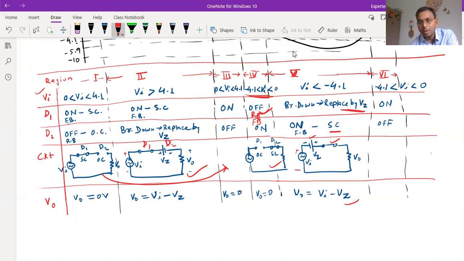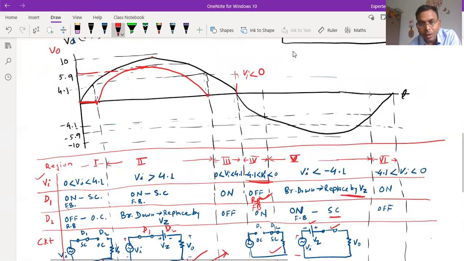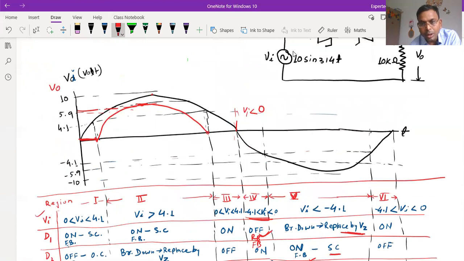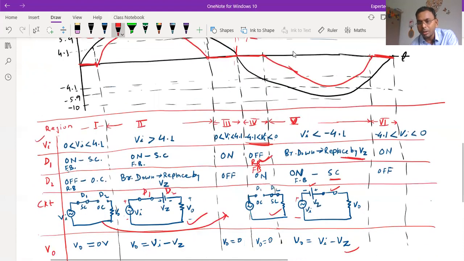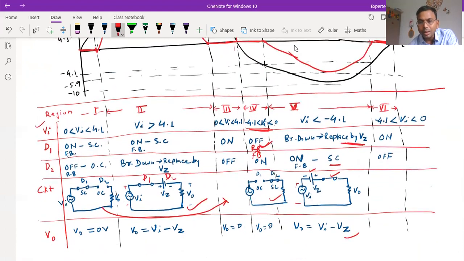This one. So we can draw here VO in red color. So this is 0. Here also VO is 0, but here it is just following VI, when it is less than minus 4.1 volt. So its maximum value will go to minus 5.9 up to this. Again, in the last region it will be 0 because it comes to the same region.